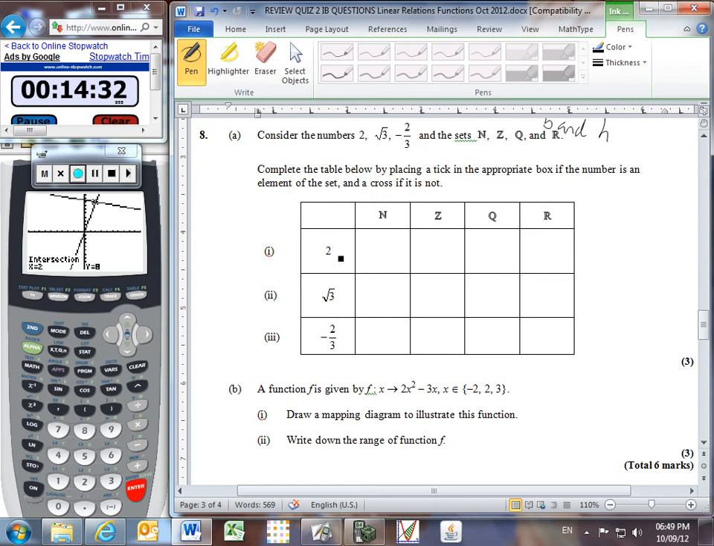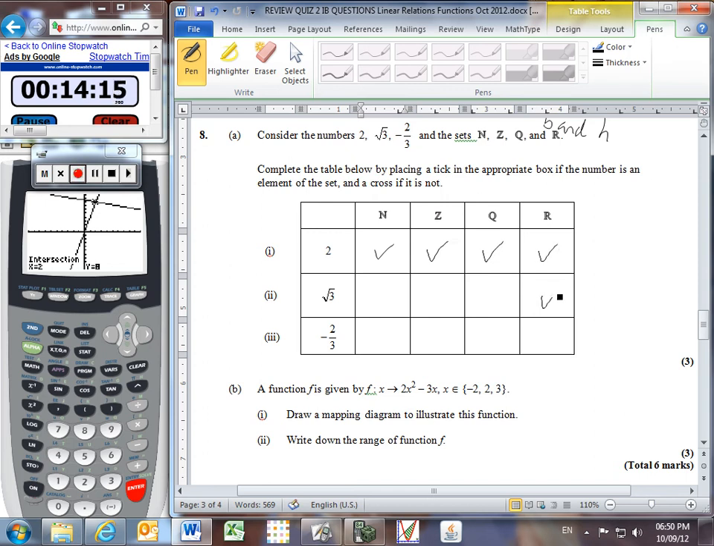Well, 2 is certainly a natural number, and it's also an integer. Sorry, I don't know why I wrote that. I'll just put check marks. Yes, 2 is a natural number. It's also an integer. We can express 2 as a fraction, like 2 over 1, so it is a rational number. And we know that all numbers are real. For that matter, let's just immediately check everything in the real box.